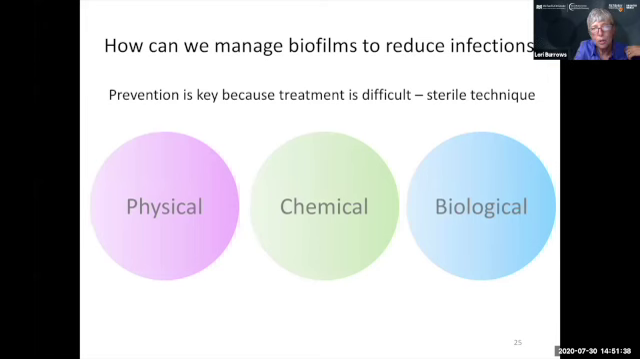So I broke down the treatments or the prevention strategies into physical, chemical, and biological. I'm going to go through those, but I want to emphasize that prevention of biofilm formation is key because treatment is difficult. So at a bare minimum, you need to have exceptional sterile technique when you are using medical devices, because you do not want to contaminate them with bacteria. It's unavoidable, of course, but do your best.